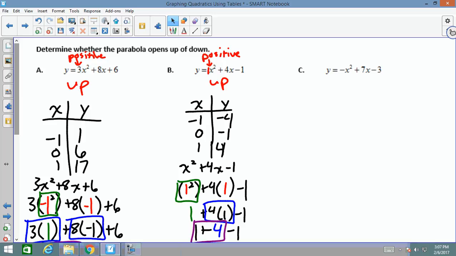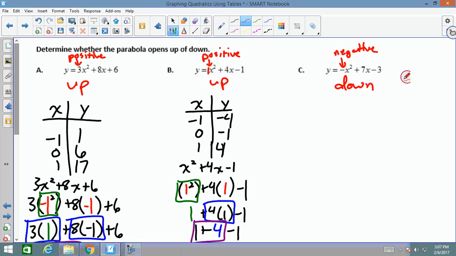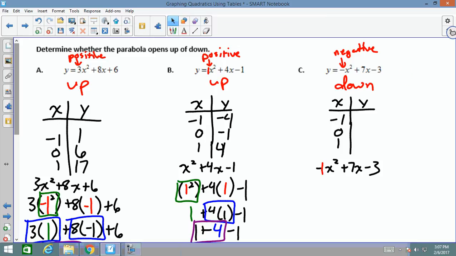Okay, we're going to look at the number in front of x squared again. In this case, it is negative. Negative. That means this is going to open down. Okay, so again, make our xy chart. Negative 1, 0, and 1. Okay, so let's start with the first one. So it's negative x squared plus 7x minus 3. Remember, there's an imaginary negative 1 here, so it's really saying negative 1 times x squared.